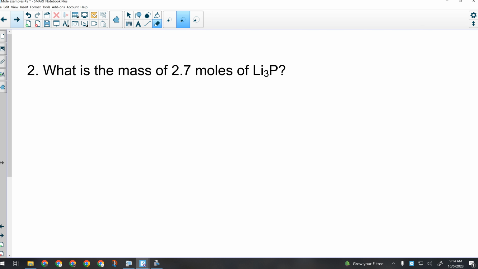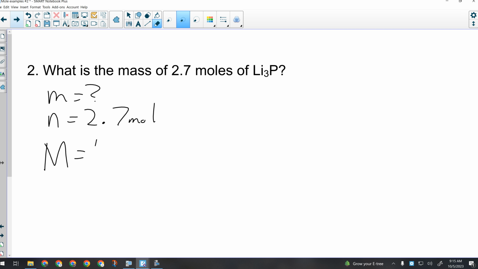All right, what is the mass of 2.7 moles of lithium phosphide? So, what is the mass? We're looking for little m. Okay, 2.7 moles, that's N. And they tell us the material is lithium phosphide.